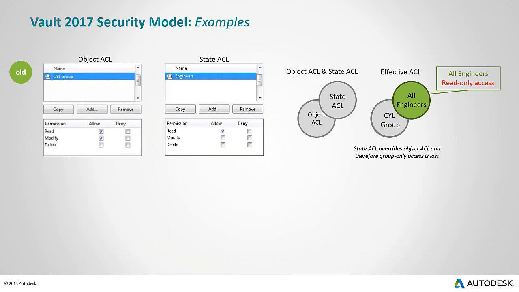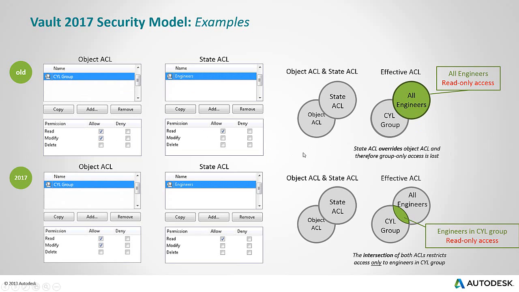Let's take a look at another example. In this example, there is a cylinder group and there is an engineers group. Both groups have a set of common users that are shared between the two groups. At the object level, the cylinder group is given read and modify permissions. At the state level, the engineers group is given read-only permission. In the old model, the engineers group is going to have the read-only access in the effective ACL. Whereas in the new model, in 2017, it is the set of common users with allows in both groups that are going to appear in the resulting ACL. For example, the engineers inside the cylinder group are going to have read-only access in the effective ACL.